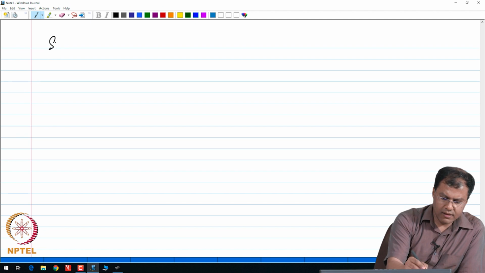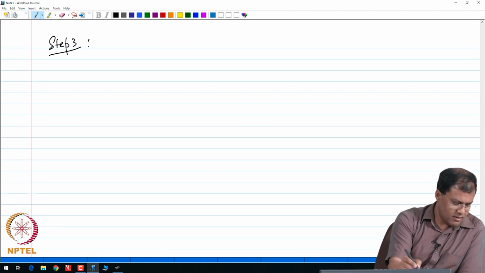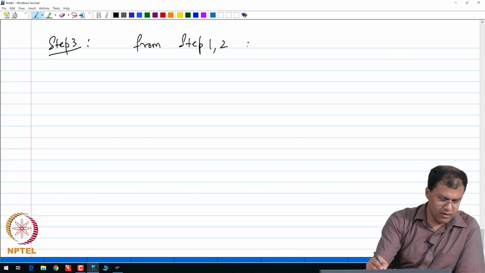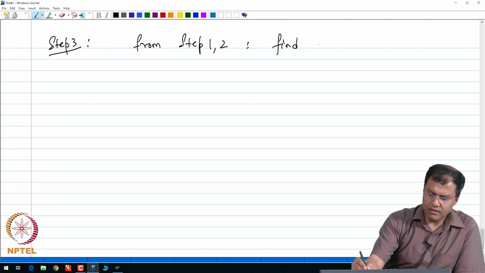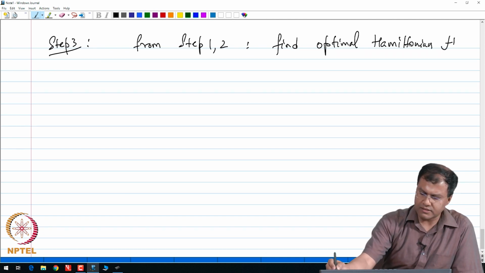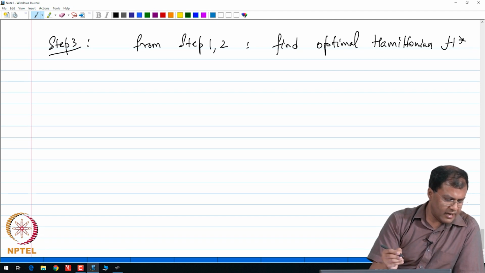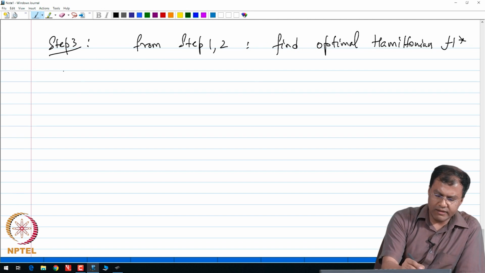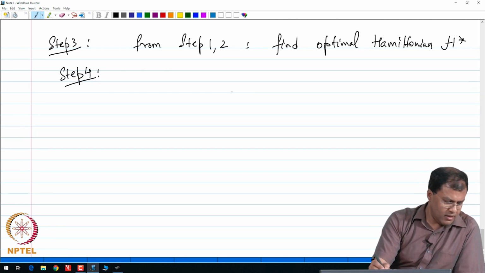Step 3 is, from steps 1 and 2, find the optimal Hamiltonian H star, by substituting our u star. And then in step 4, once we have the optimal Hamiltonian, we set up our constraint equations.